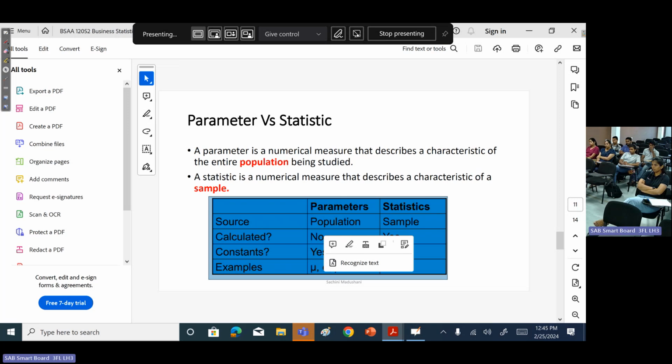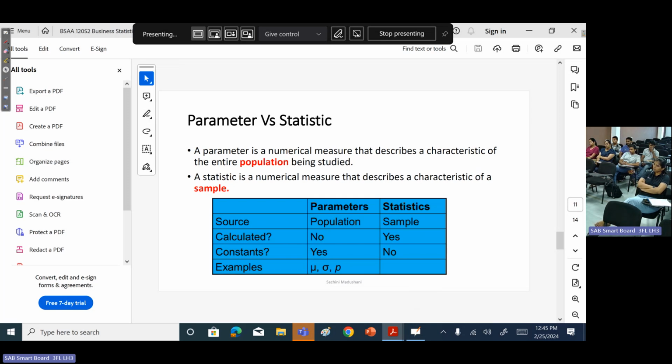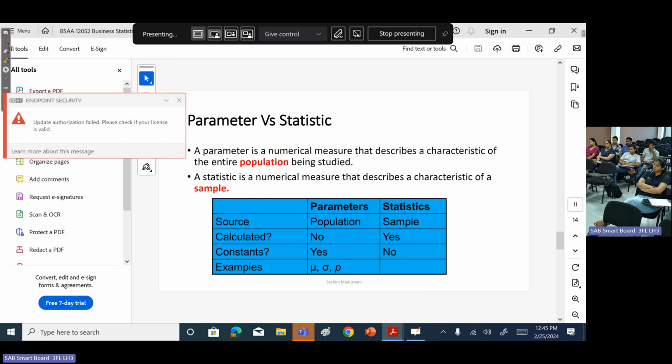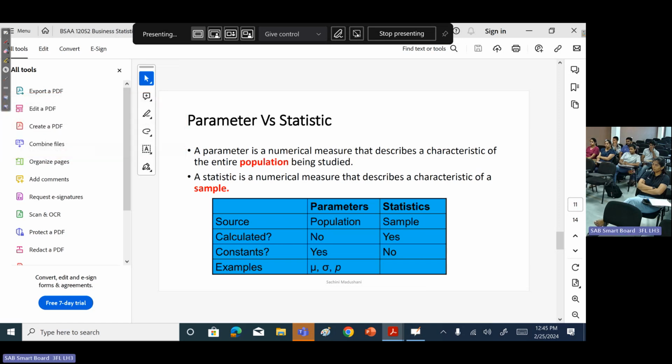In the sample statistic, normally we use English letters, simple English letters. The sample mean we normally denote by X bar. The sample standard deviation, normally we use a simple s. You know the English alphabet now. These letters we use to define the sample statistic, while the population parameter is defined using Greek letters. Now you know the difference between the parameter and the statistic.